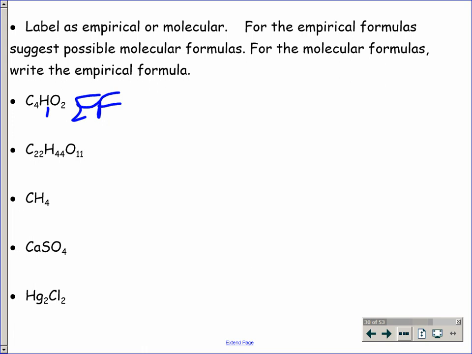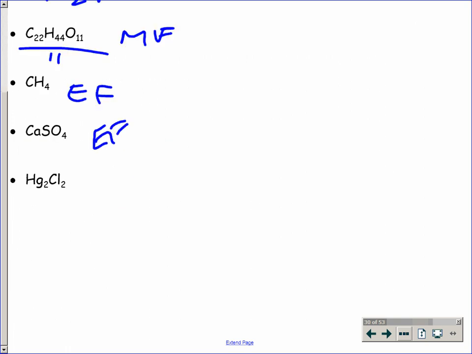Why molecular? You can divide them all by 11, right? So that's definitely written currently as the molecular formula. Next? Because it's got a 1 in it, so it's already simplified as far as it can go. Next? Good, and you should recognize this as calcium sulfate, right? Because calcium had a 2+ charge. Sulfate had a 2-. So when we crisscross charges, we reduce. So we wrote the empirical formula. And then we're going to hold off on this one because mercury's weird.